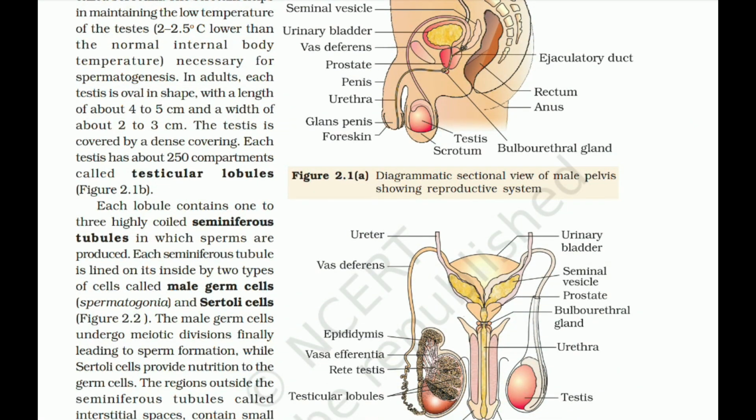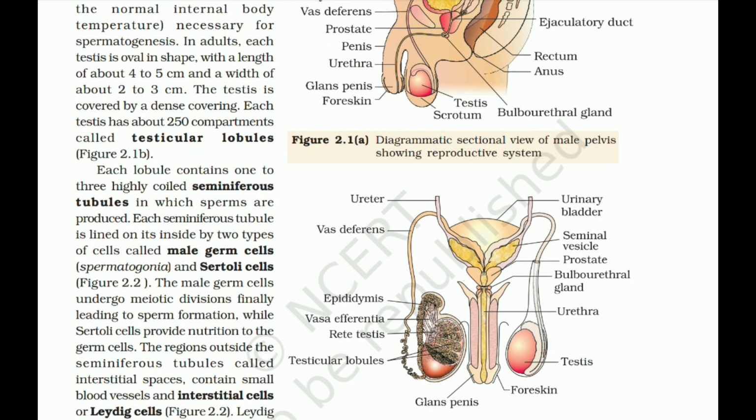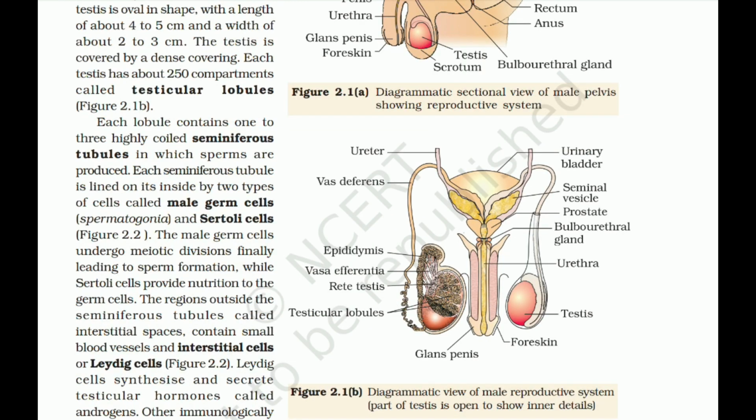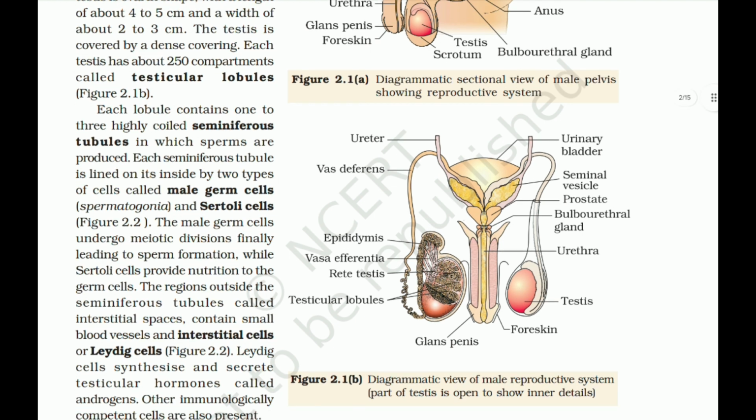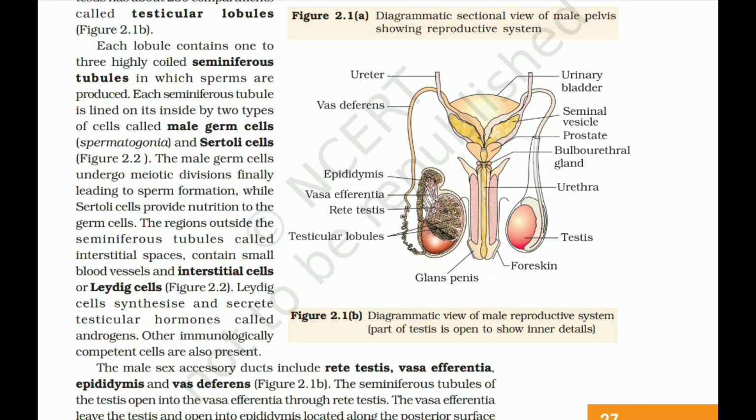Each lobule contains 1 to 3 highly coiled seminiferous tubules in which sperms are produced. Each seminiferous tubule is lined on its inside by two types of cells called male germ cells, spermatogonia, and Sertoli cells. Figure 2.2. The male germ cells undergo meiotic divisions finally leading to sperm formation, while Sertoli cells provide nutrition to the germ cells.